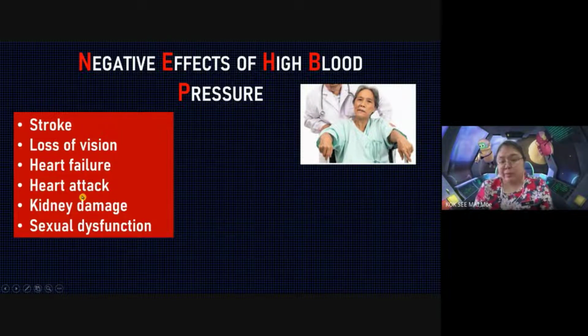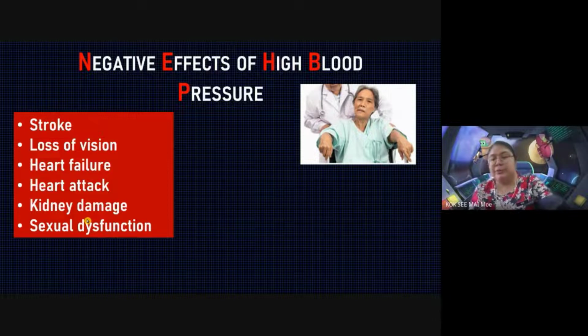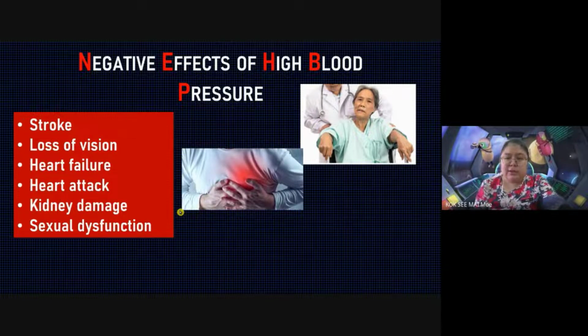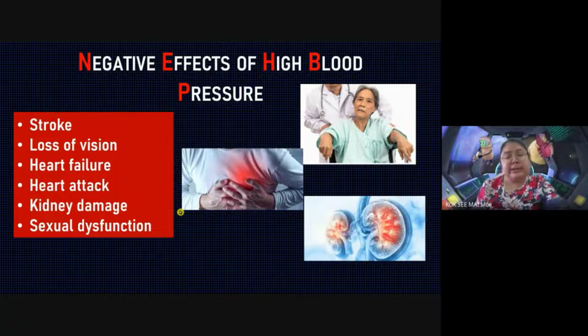Okay, heart attack will also be caused by high blood pressure. Another negative effect of high blood pressure is on the kidney. The kidney cannot function. And the last one is sexual dysfunction. In your sex organs, for example, you cannot get sperm, or the ovum cannot be produced. So this one is also caused by high blood pressure. For example, heart attack, or you can say the kidney has a problem.